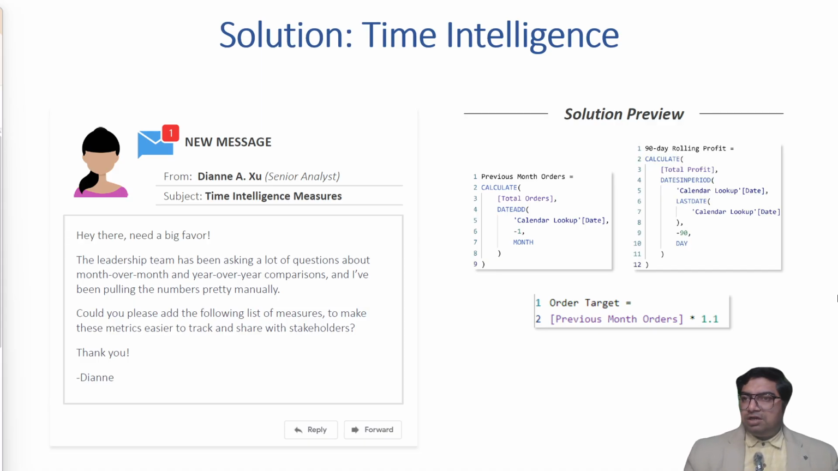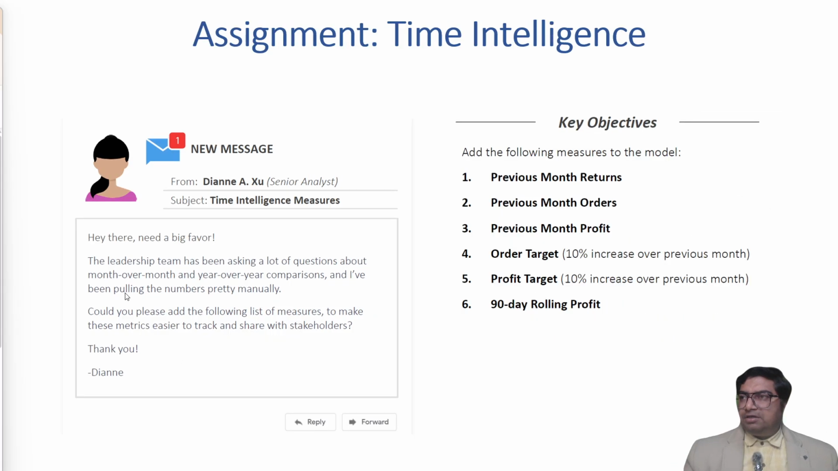The message is like: the leadership team has been asking a lot of questions about the month over month and year over year comparison, and I have been pulling the numbers pretty manually. Could you please add the following list of measures to make these metrics easier to track and share with stakeholders? So this is actually your message. What comes to your mind?